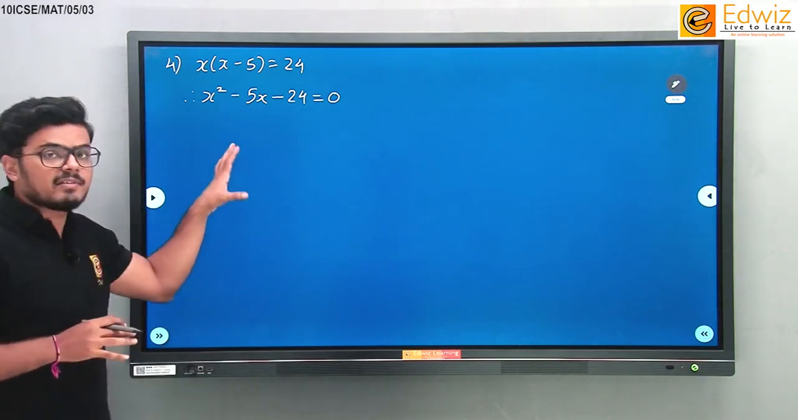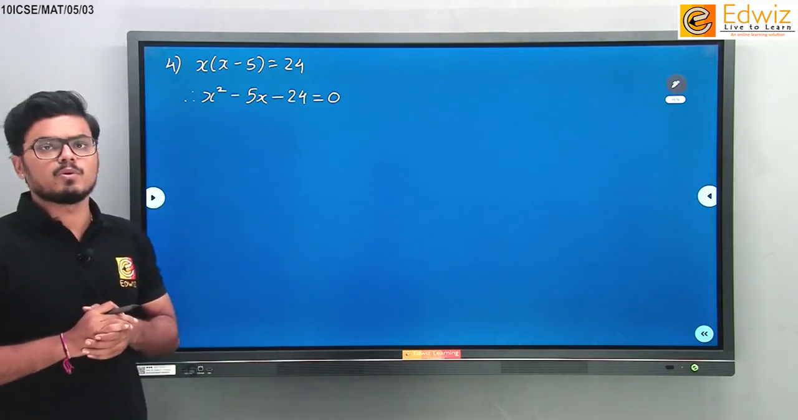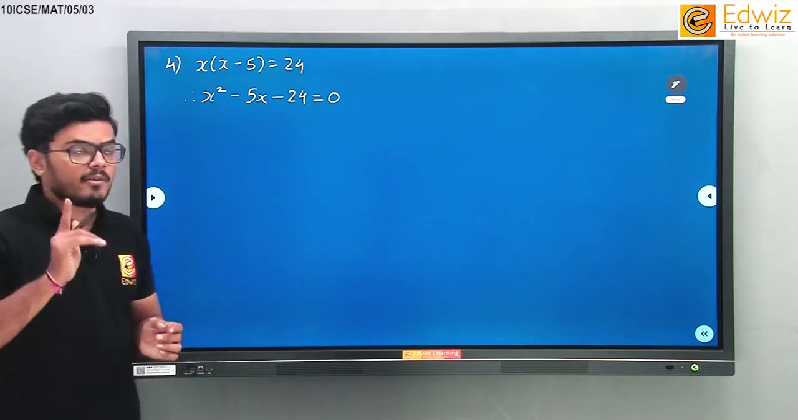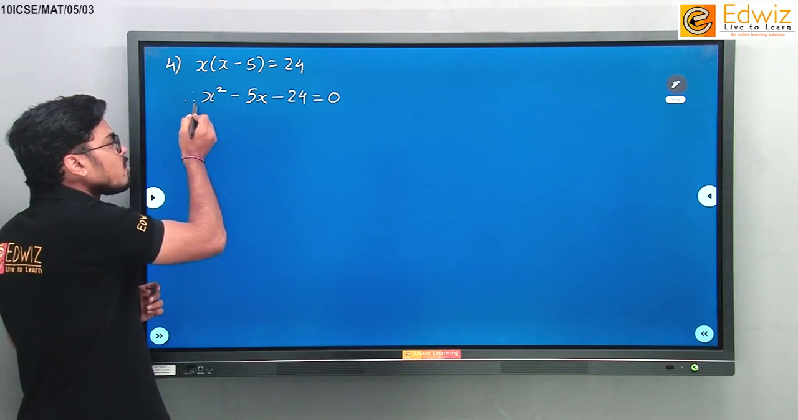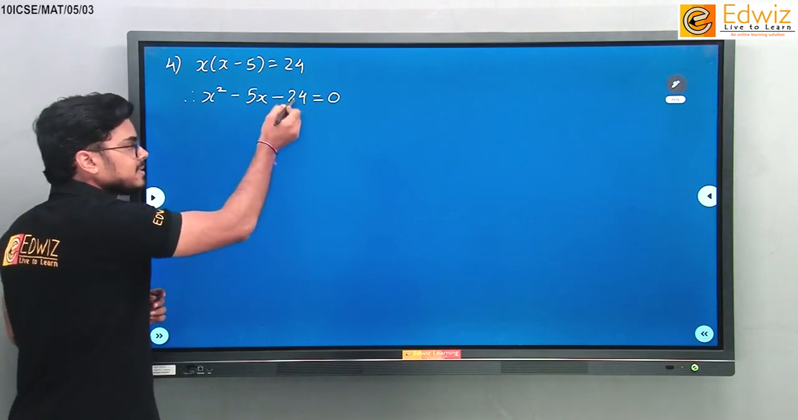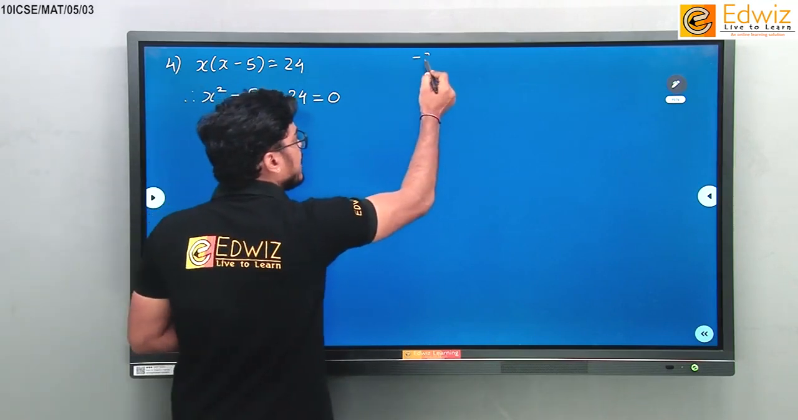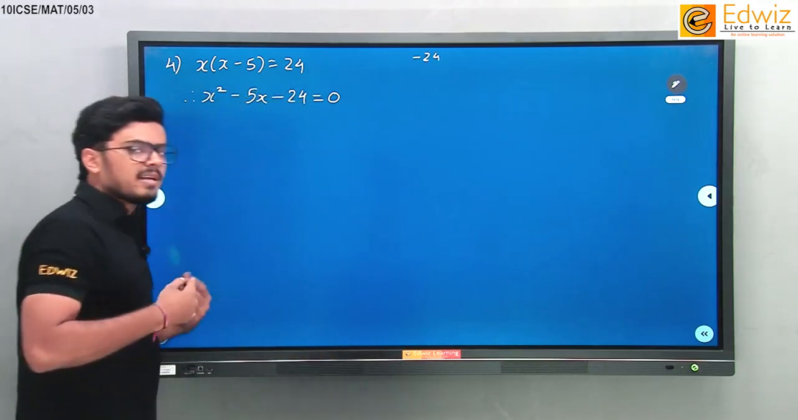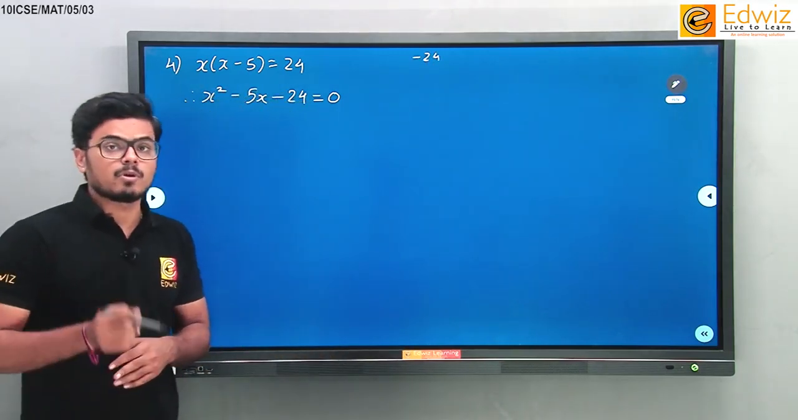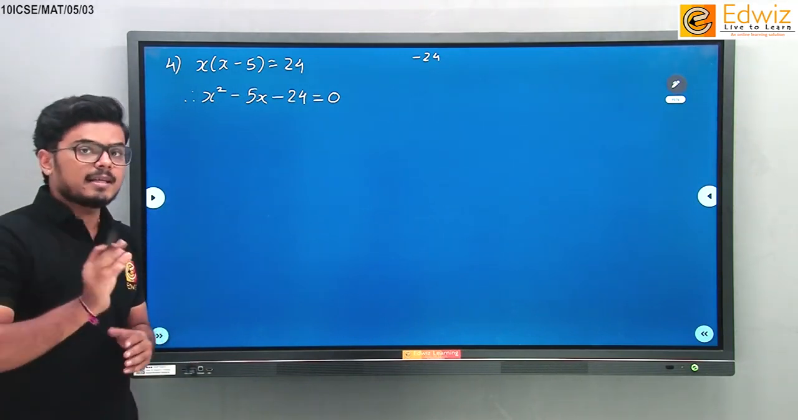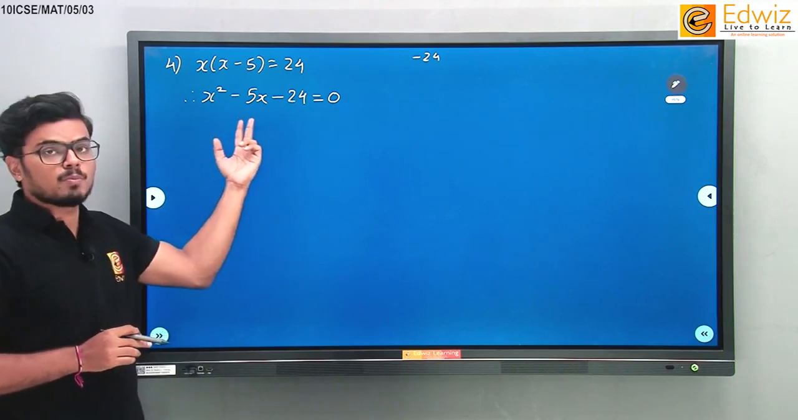Now this is a normal equation which we have to solve by the factorization method. Let us factorize the left hand side. Remember the rules. First step, multiply the coefficient of x square by the last term. Since it is 1, the last term will come as it is, minus 24. So once again we have the same number minus 24, but now the factors that are needed in such a way that the difference between the factors should be minus 5.